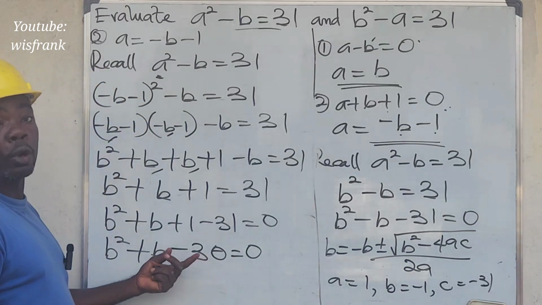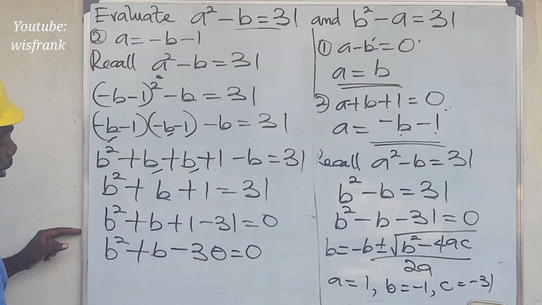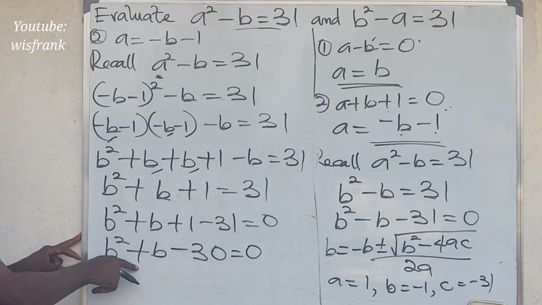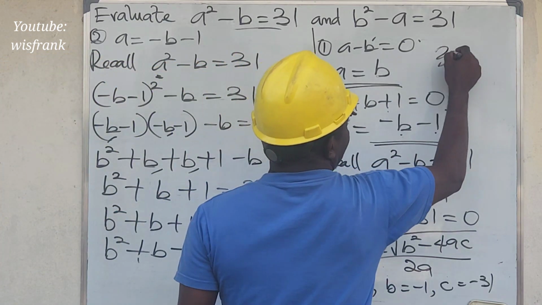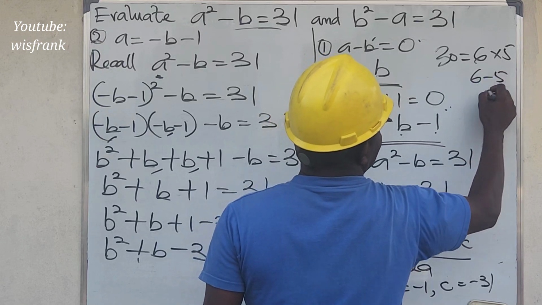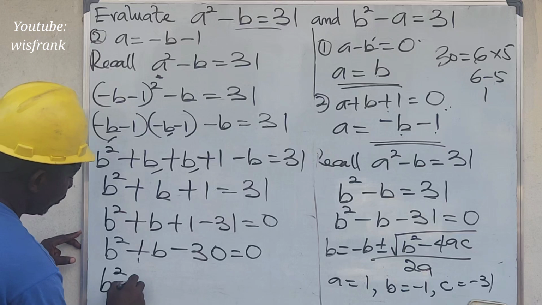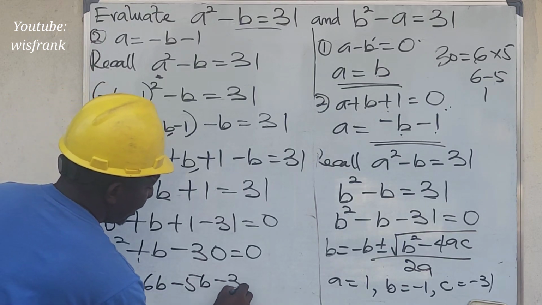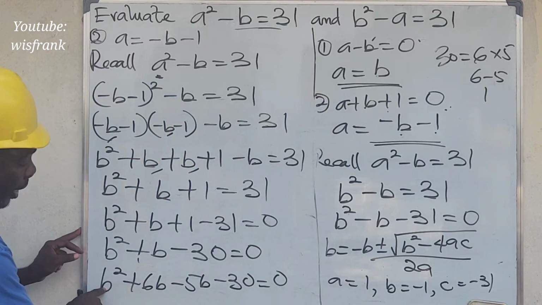So we have this as a quadratic equation. We can use the factorization method to find the value of b. In this case, we look for two factors of 30 that when we add or subtract will give us b. The factors of 30 are going to be 6 and 5, and you know that 6 minus 5 equals 1. And this is going to be b to the power of 2 plus 6b minus 5b minus 30 equals 0. So in this case, we can factorize this.